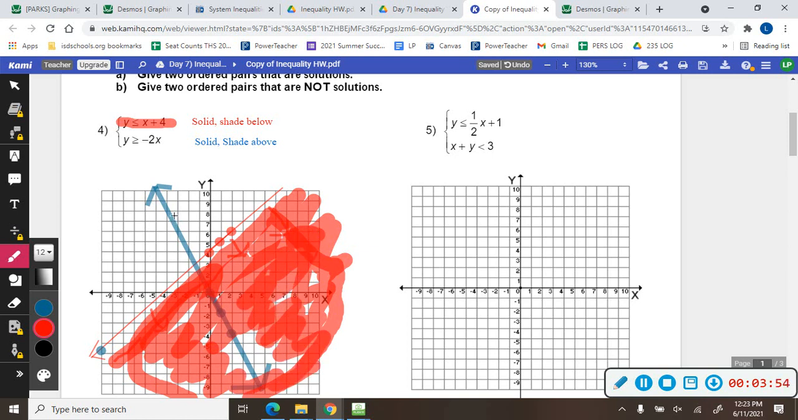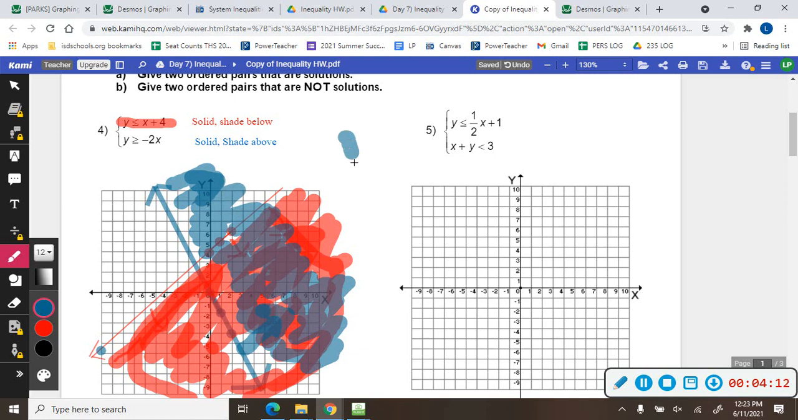And then the blue one, you're supposed to shade above. So above would mean everything this way, everything this way. So if I shade all that, then this area here, this quadrant right here, that would be what we call the feasible region.